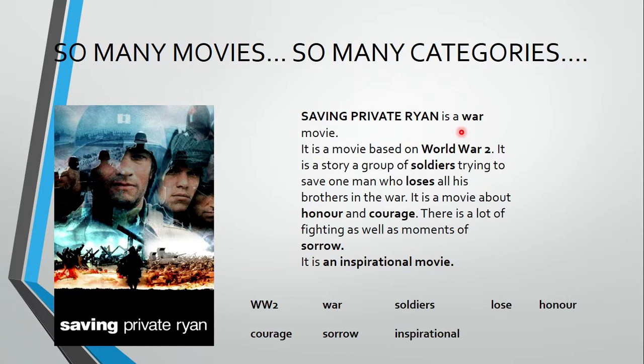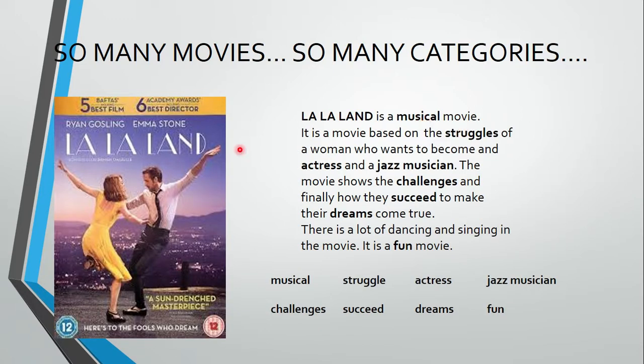Okay? La La Land is a musical. Yeah? Okay? It is a movie based on the struggles of a woman who wants to become an actress and a jazz musician. The movie shows the challenges and finally how they succeed to make their dreams come true. So this woman, she wants to become an actress and a jazz musician. And there's a lot of dancing and singing in the movie. It is a fun movie too. So it's a musical. This is another type of movie.